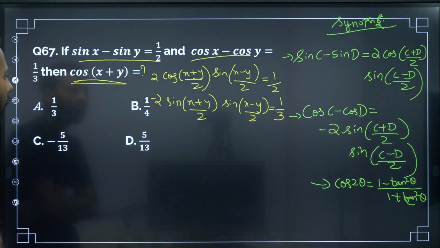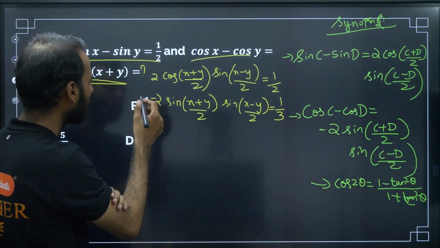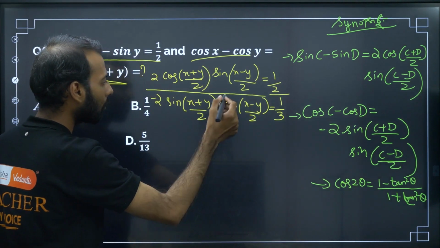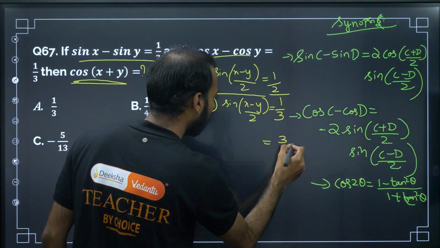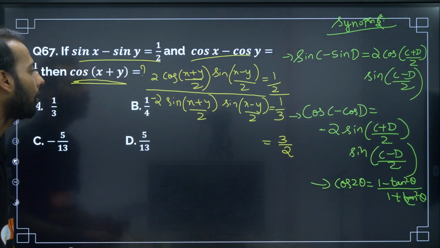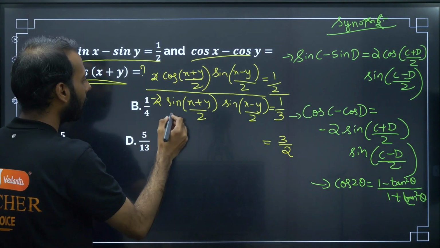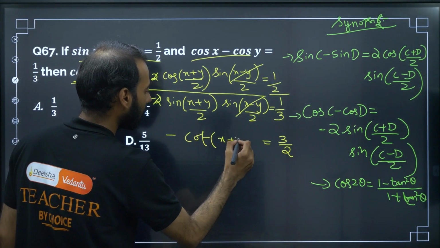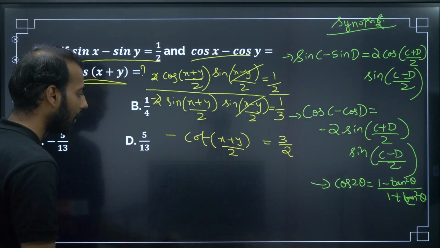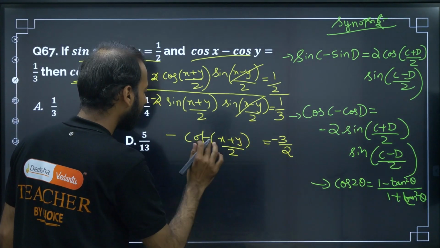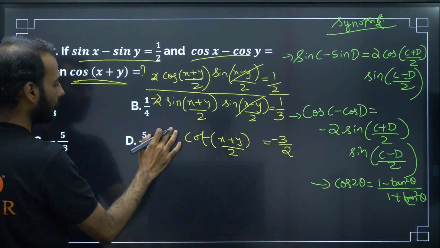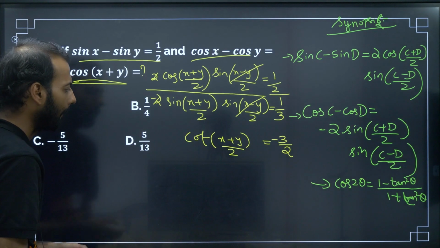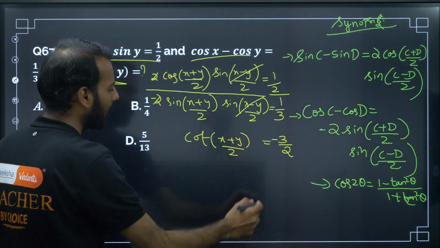So I will do some manipulation so that I reach the required value. Let me divide these on both sides. If I divide 1 by 2 by 1 by 3, I will get 3 by 2. Next, the 2 and 2 get cancelled, and sin and sin get cancelled, so I am left with negative cot of x plus y by 2. Rather than writing this minus here, I will move it to the other side. So cot of x plus y by 2 is minus 3 by 2.